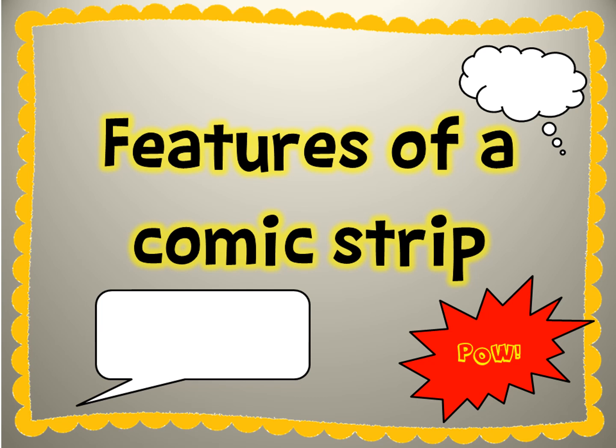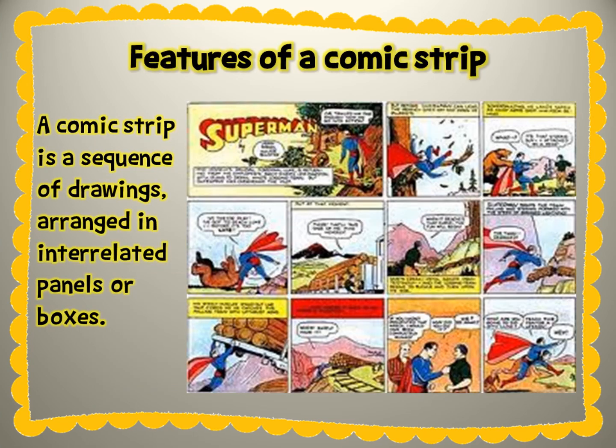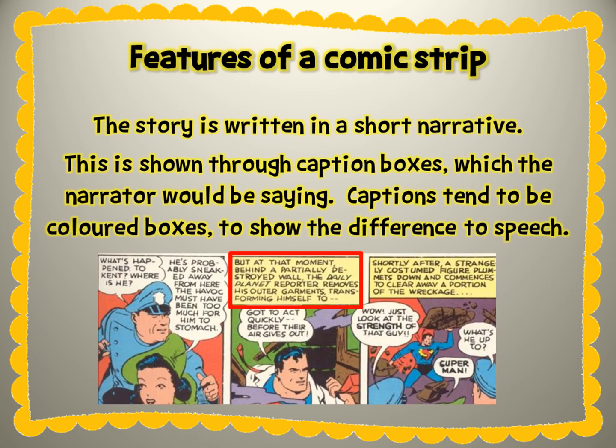So now that we have some background information about comic books, let's look at the features of a comic strip. A comic strip is a sequence of drawings arranged in interrelated panels or boxes. Over here, where the arrow is pointing towards, are panels, and over here are examples of the boxes. The story is written in a short narrative. This is shown through caption boxes, which the narrator would be saying. Captions tend to be colored boxes to show the difference to speech.